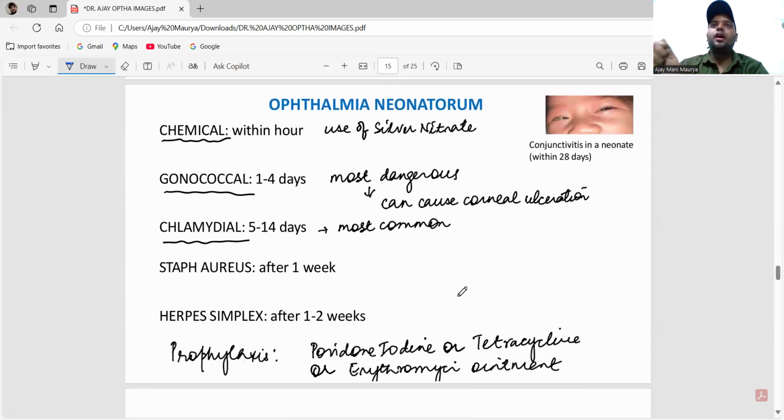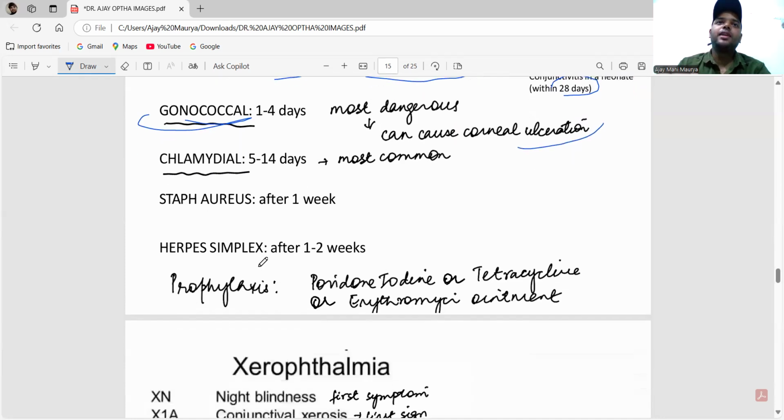This is, guys, ophthalmia neonatorum. I told about this one. This is the conjunctivitis in a neonate within 21 days, 28 days. If it is within 1 hour, it is due to the use of silver nitrate. If it is within 1 to 4 days, it is gonococcal. Most common cause, most dangerous, can lead to corneal ulceration. Within 5 to 14 days, it is chlamydia. Staphylococcus after 1 week, herpes simplex after 1 to 2 weeks. Prophylaxis is povidone iodine or tetracycline or erythromycin ointment.